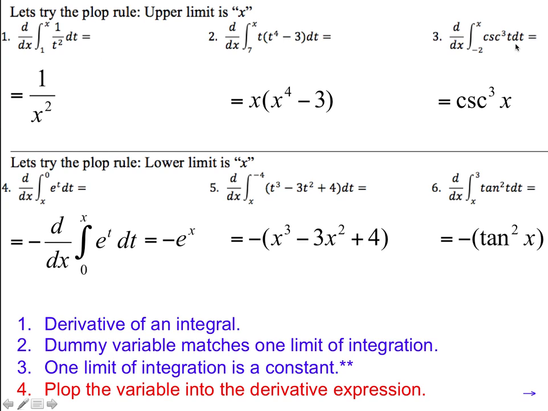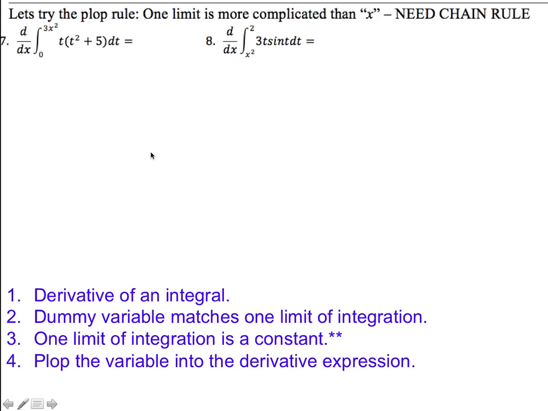So these first 3 were straight plop rules. The second 3 were kind of a modified plop, so to speak. We had to use the properties and switch our limits, and then we could just do a straight plop. And then these last 3 are situations where we go through this checklist and we're not quite meeting the criteria of the checklist, so we have to modify our approach just a little bit.